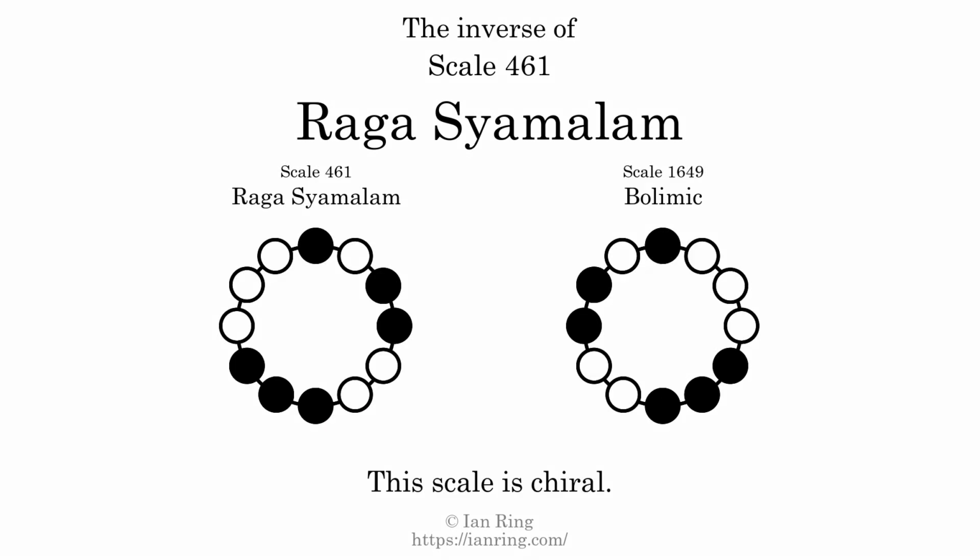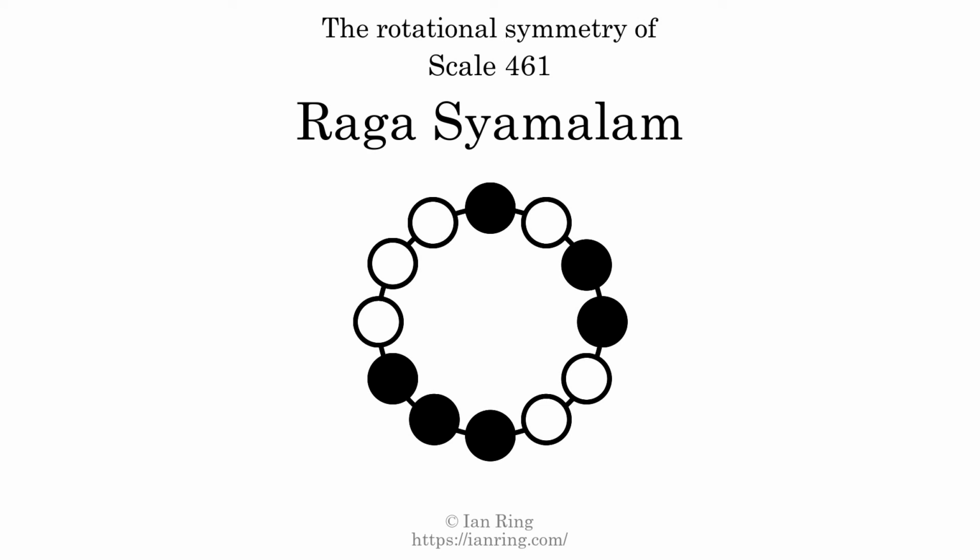The inverse of a scale is a mirror image. It is what you get when the sequence of intervals is reversed. The inverse of this scale is scale 1649, also known as Bellemic. This scale is chiral. It cannot transform into its inverse by rotational transformation. This scale has no rotational symmetry.